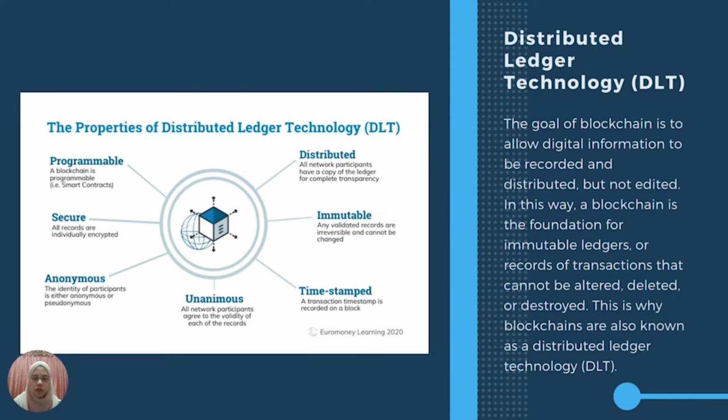Okay, now we move to distributed ledger technology. The goal of the blockchain is to allow digital information to be recorded and distributed, but not edited. So, as a short keyword, blockchain is an immutable ledger or record of transactions that cannot be altered, deleted, or destroyed. That's why we call it a blockchain.